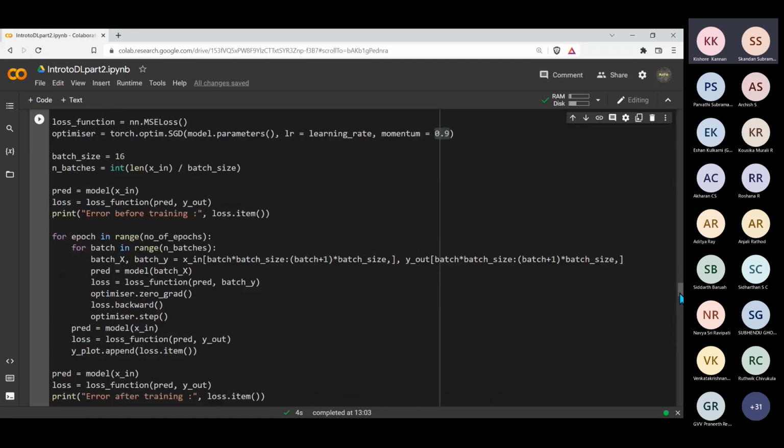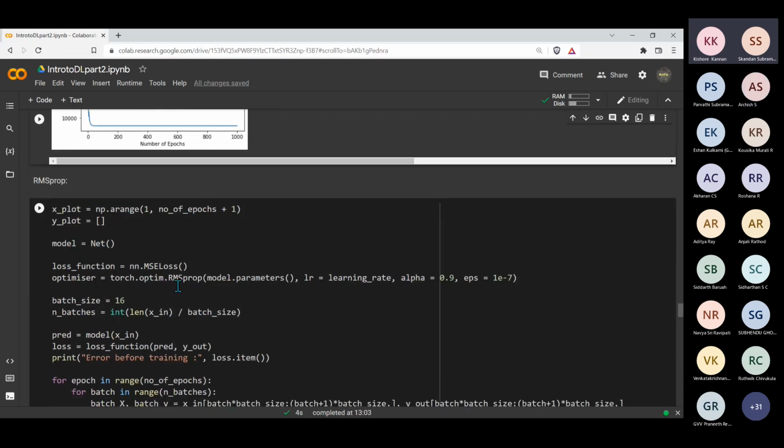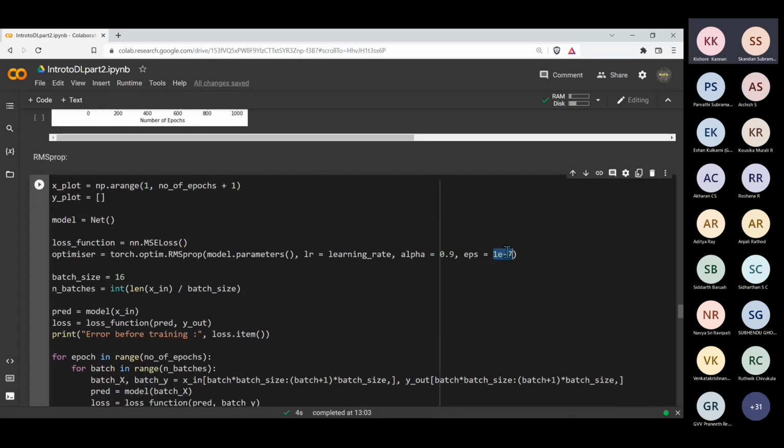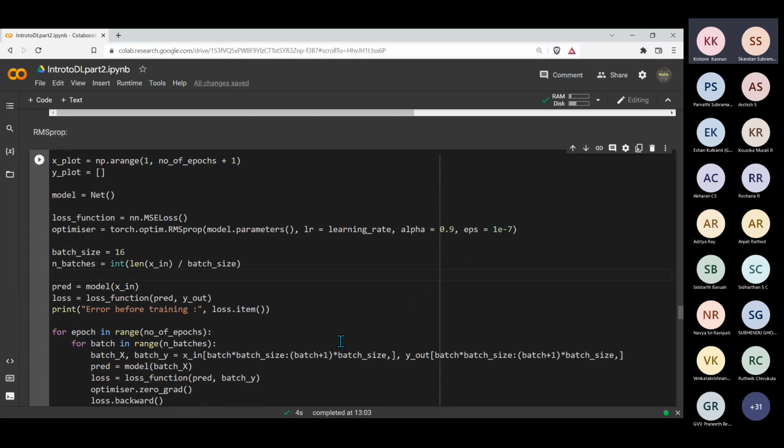And next, for RMS prop, the syntax is torch.optim.rmsprop, and this alpha is nothing but the beta that we saw in the exponentially weighted moving average, and this eps is nothing but the epsilon that I mentioned before, that is used to prevent the step size from exploding to infinity. It's just a very small number, and the rest of the code is the same.